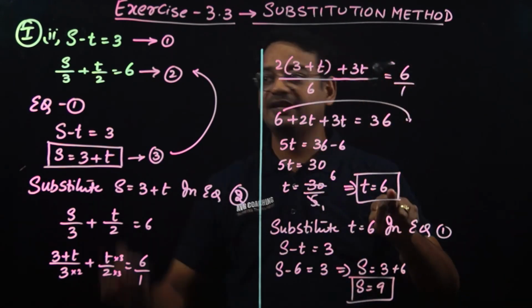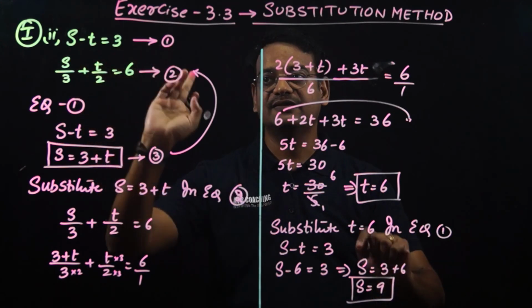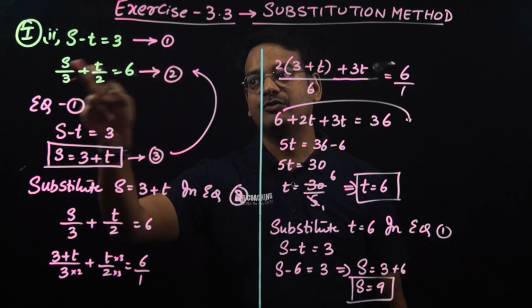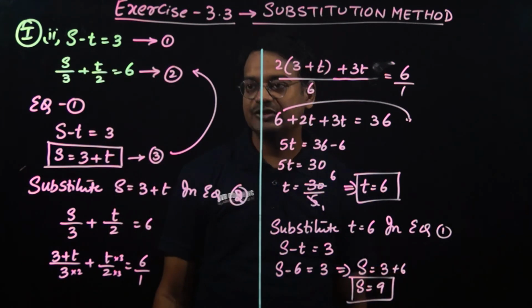You can even verify. t is 6, s is 9. So 9 minus 6 is 3. So we are satisfying equation 1. You can also verify for equation 2, you will get the correct answer. So this is the way substitution problems are done.